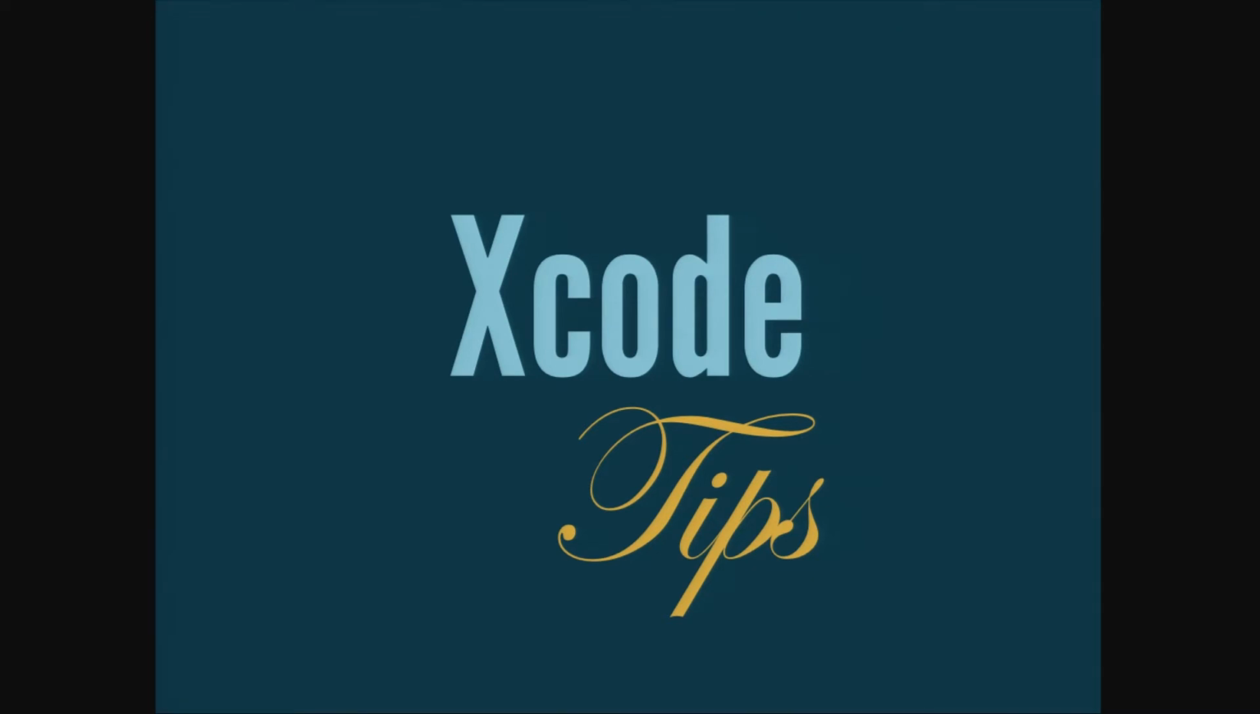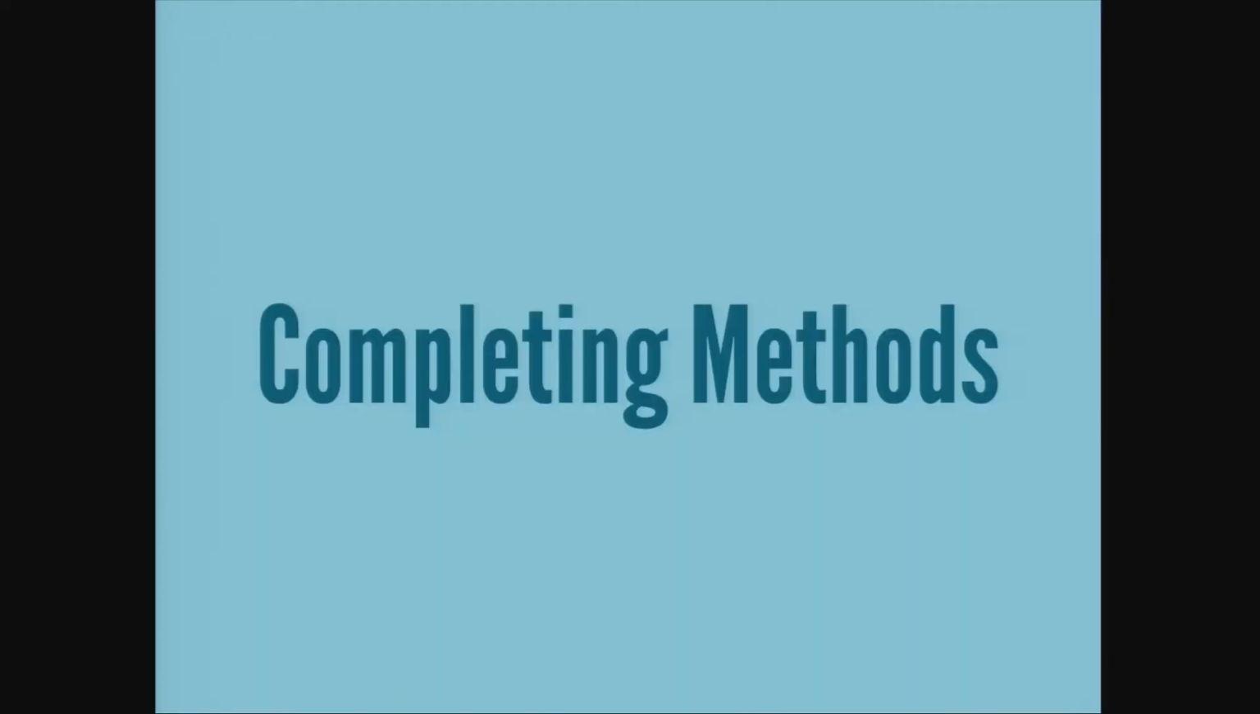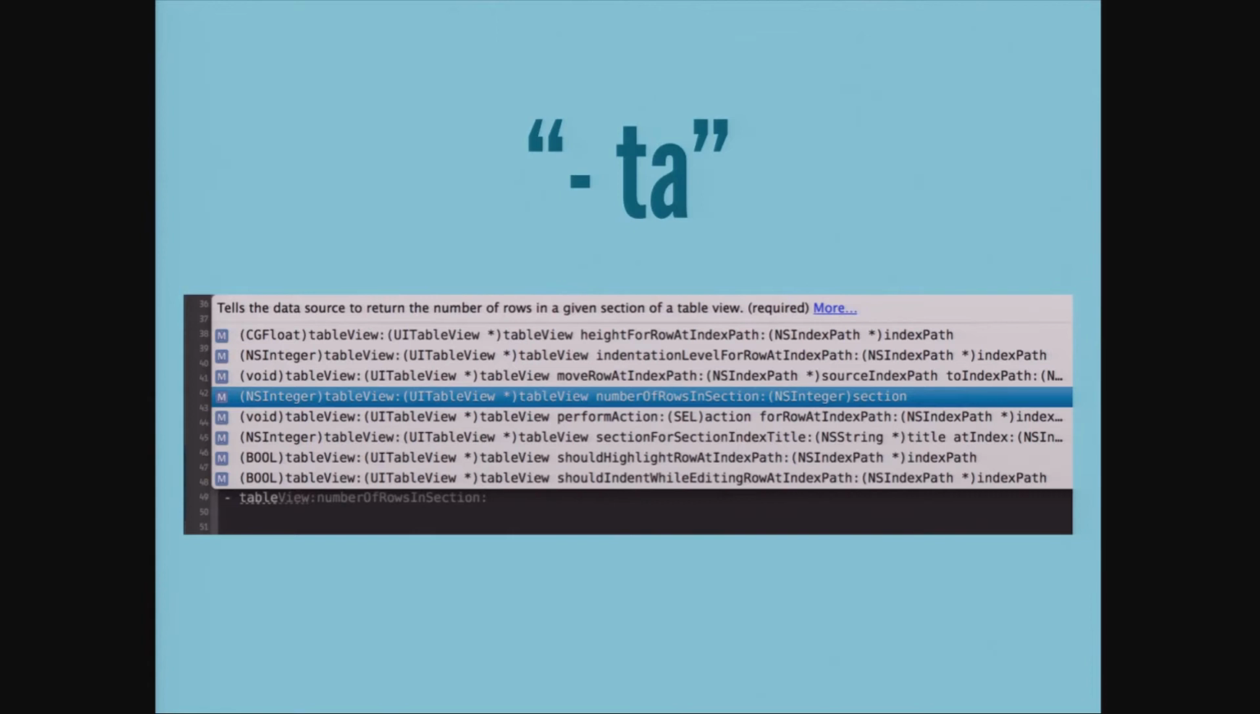Okay, so let's talk about some Xcode tips. Completing methods. These methods are really wordy like we talked about earlier, and it took me probably 2 or 3 years before I figured out that you could do this. So I have a table view implementation, and I want number of rows in section there. So before I'd hit the dash, open parentheses, type NSInteger, and so I'd have to think ahead of time, what does this return, right?